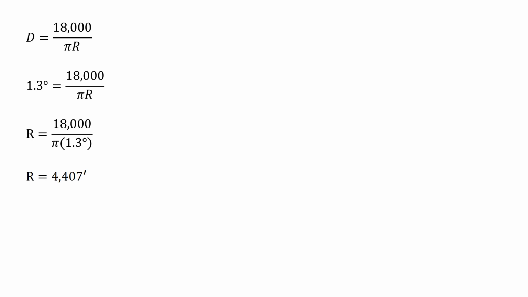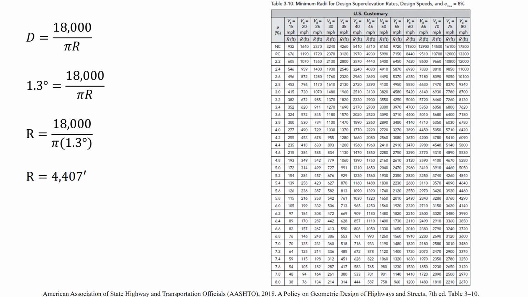That's going to be helpful when we use the AASHTO Green Book's table for design superelevation rate. So we're going to need to do this conversion. We're plugging in our 1.3 degrees. We can solve for the radius. So the radius is 18,000 over pi times 1.3 degrees. Gives us a radius of 4,407 feet.